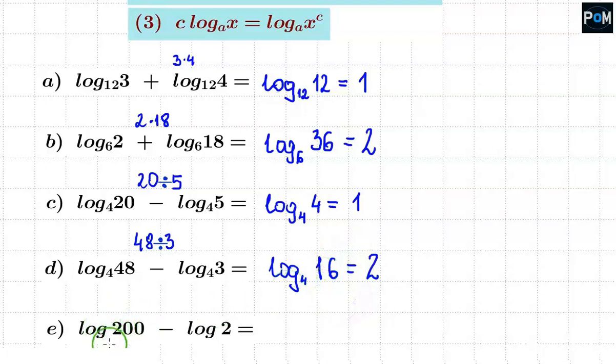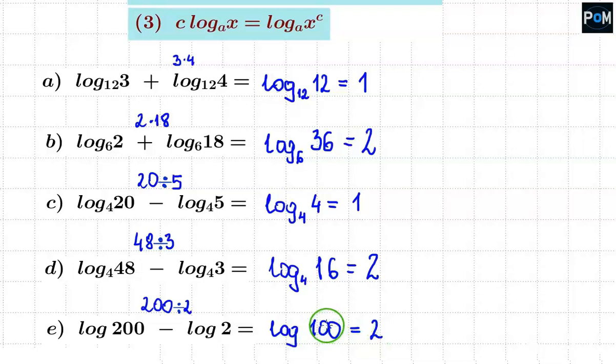In example E, we can't see what the bases of these logs are, but we should know that the default here are 10s. There's a 10, and there's a 10. And we subtract these logs. So the result will be a log with an invisible base of 10, and if the logs are subtracted, the number 200 and this number 2, we need to divide them. 200 divided by 2 is 100. The result of this logarithm is 2, because this invisible 10, raised to the second power, gives us a result of 100.